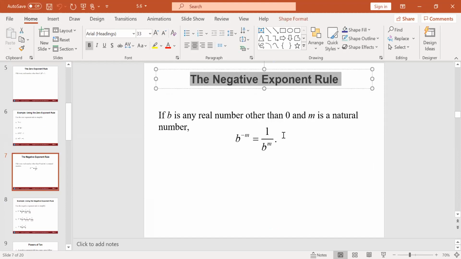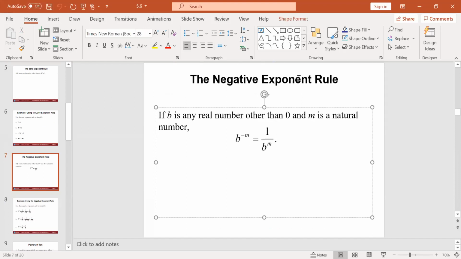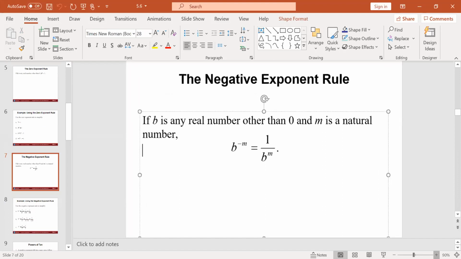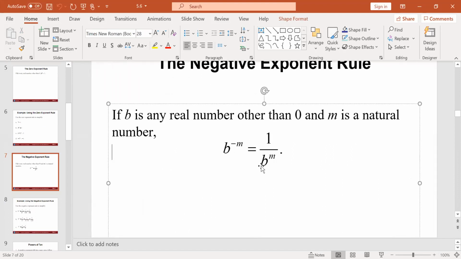The next most important rule to remember is the negative exponent rule. If for some reason I have a negative exponent, b to the negative m, you can make it a positive exponent by changing it into the denominator of a fraction, and unless there's some other number here, you're going to have a 1 as the numerator. It's kind of a weird rule, but it actually works.